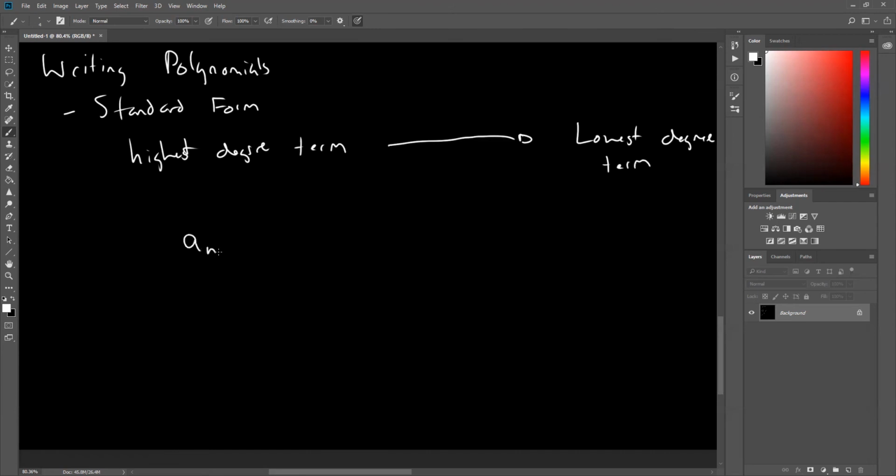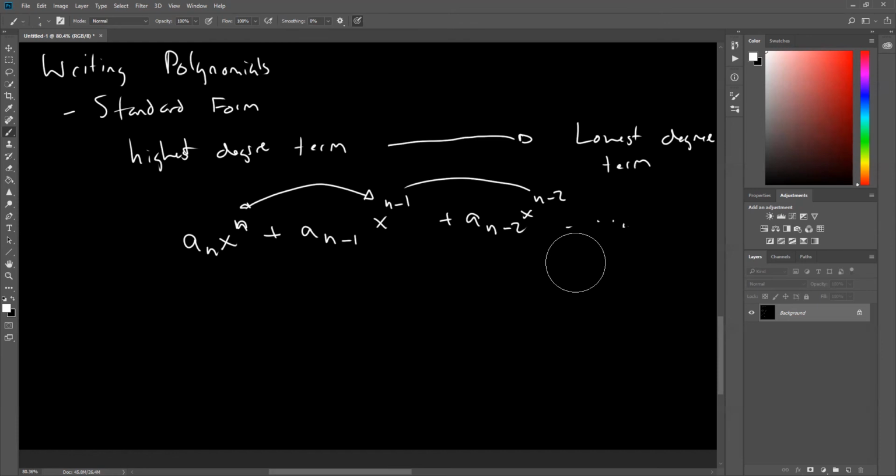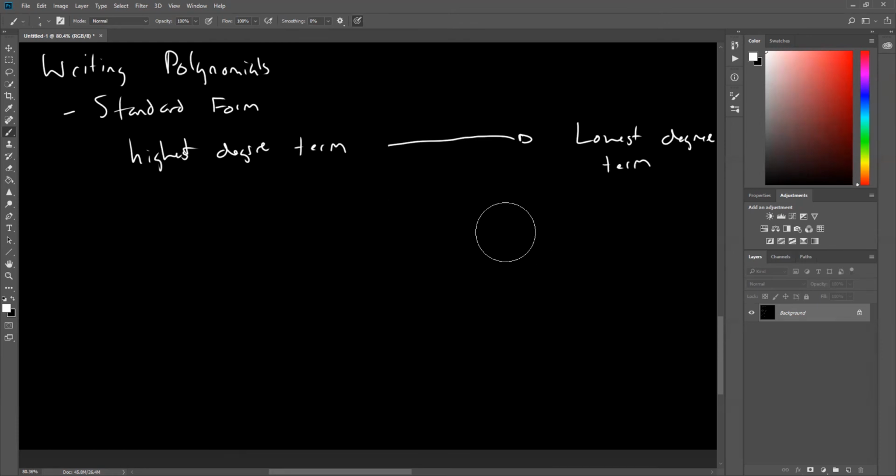So a x to the n, plus a x to the n minus 1, and so on. The degree is going down over time, goes down another one, and it just keeps going. But how I think of it, you just order it from the highest degree to the lowest degree.